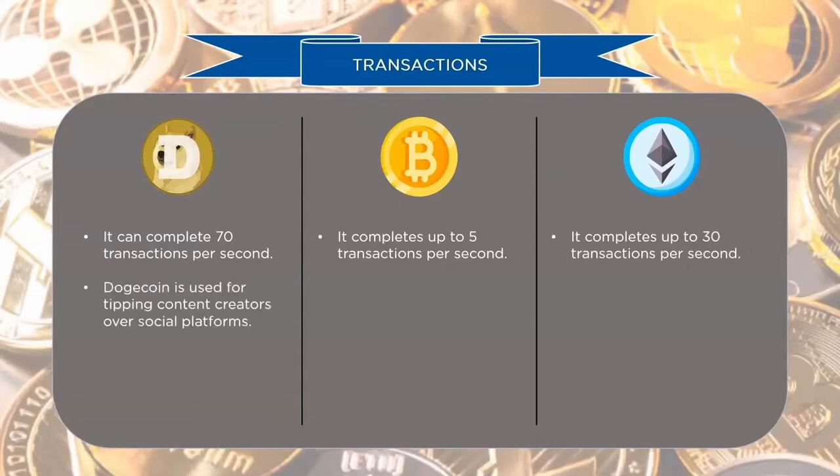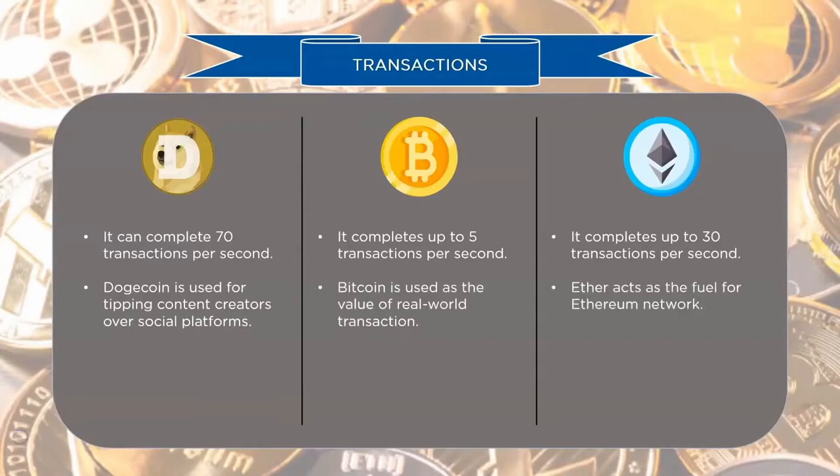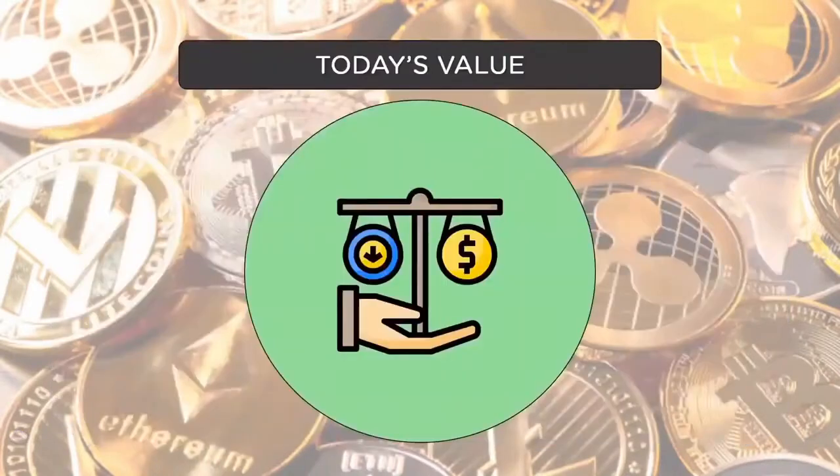Dogecoin is majorly used for tipping content creators on social platforms like Reddit and Twitter. Bitcoin is only used as a superior alternative for fiat money and is used primarily for real-world transactions. On the other hand, Ether, the currency of Ethereum, acts as the fuel for Ethereum networks. Now that we have covered all about the transaction process of these cryptocurrencies, let's have a look at the value of Dogecoin, Bitcoin, and Ethereum on today's date.